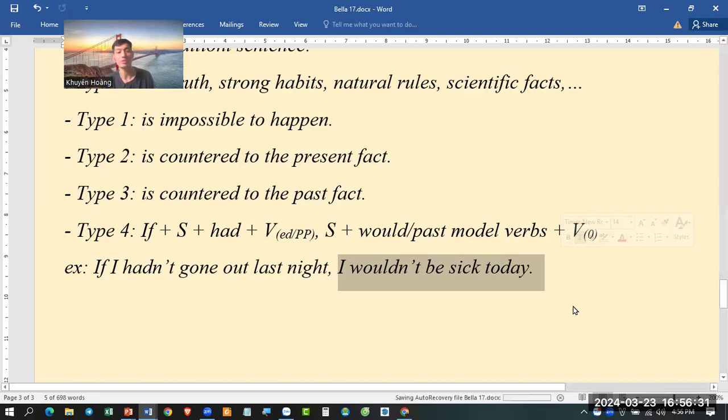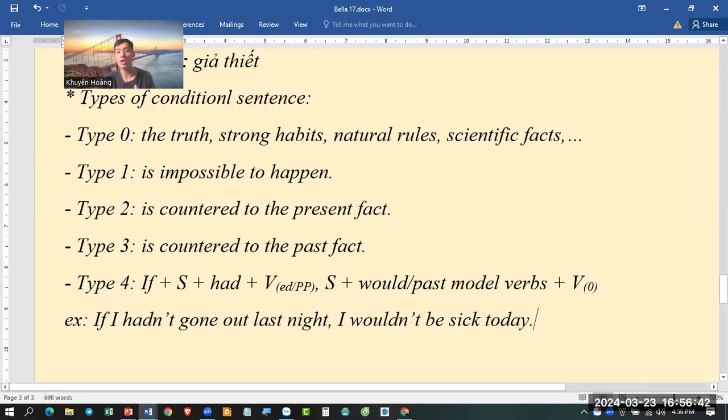Yes, you know the word combination. Okay, so that's all the types of conditional sentences you have to know.